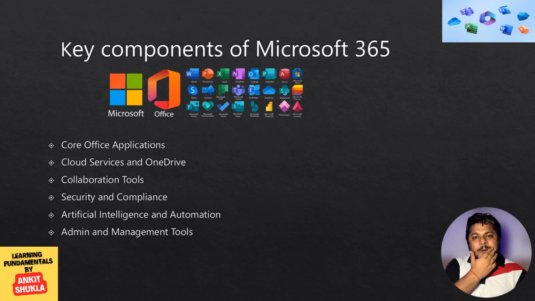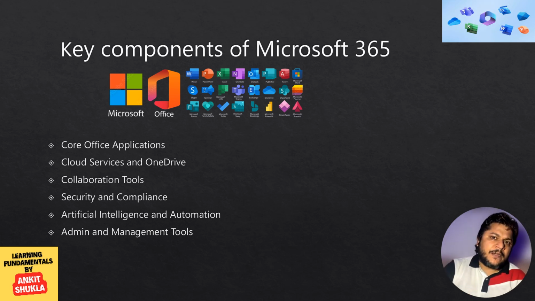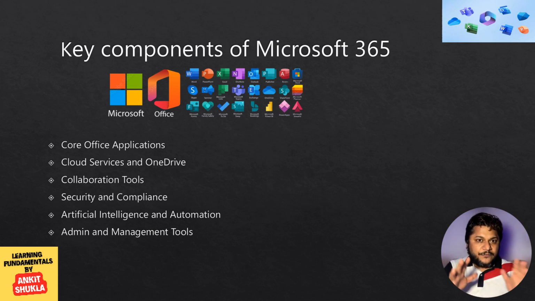Let's explore the key components of Microsoft 365 and how they work together to empower you in your personal and professional life. There are multiple things within 365. I'm just going to talk about a few core components: core office applications, cloud services and OneDrive, collaboration tools, Microsoft Exchange and email messaging, security and compliance, artificial intelligence and automation, administration and management tools.